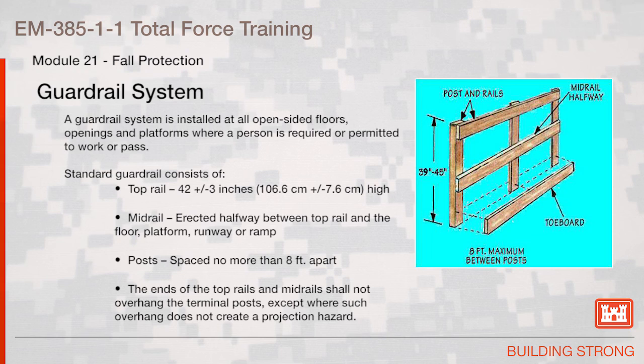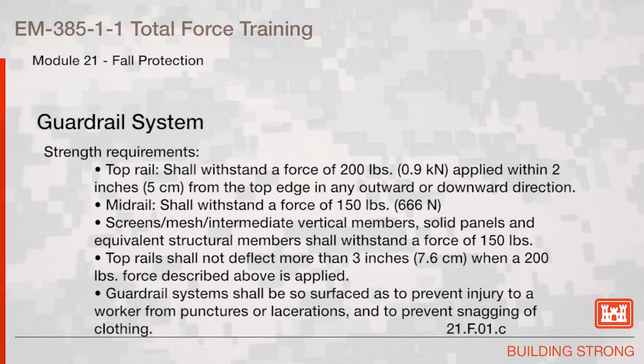The ends of the top rails and mid-rails shall not overhang the terminal posts except where such overhang does not create a projection hazard. Strength requirements. The top rail shall withstand a force of 200 pounds applied within 2 inches from the top edge in any outward or downward direction. The mid-rail shall withstand a force of 150 pounds. Screens, mesh, intermediate vertical members, solid panels, and equivalent structural members shall withstand a force of 150 pounds. Top rails shall not deflect more than 3 inches when a 200-pound force described above is applied.